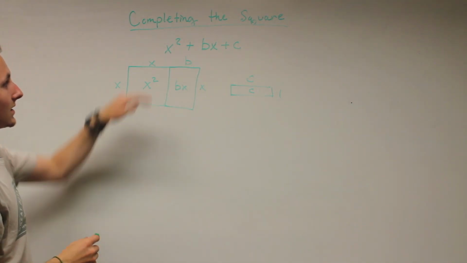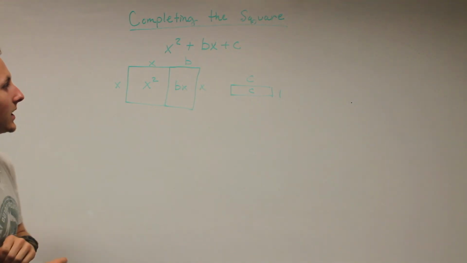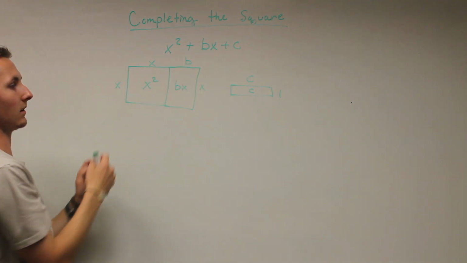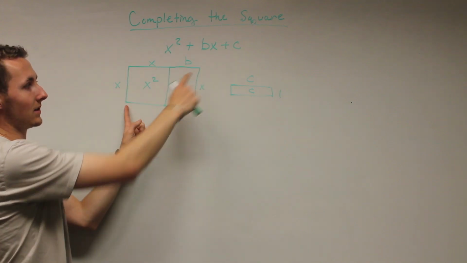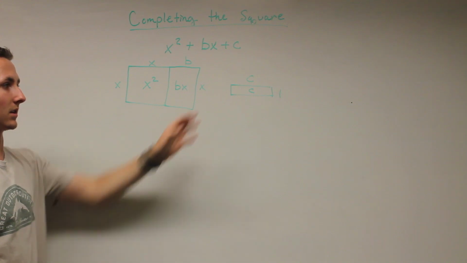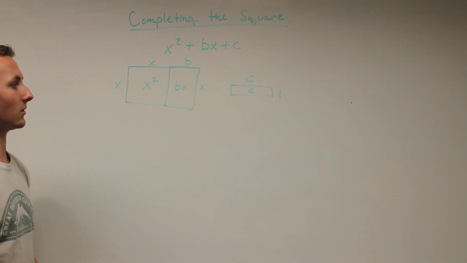And there we go. Step 1, we've got our quadratic expression represented in terms of area, where right here we've actually got a big rectangle of height x and width x plus b, and then over here on the side we've got our leftover c times 1 rectangle.